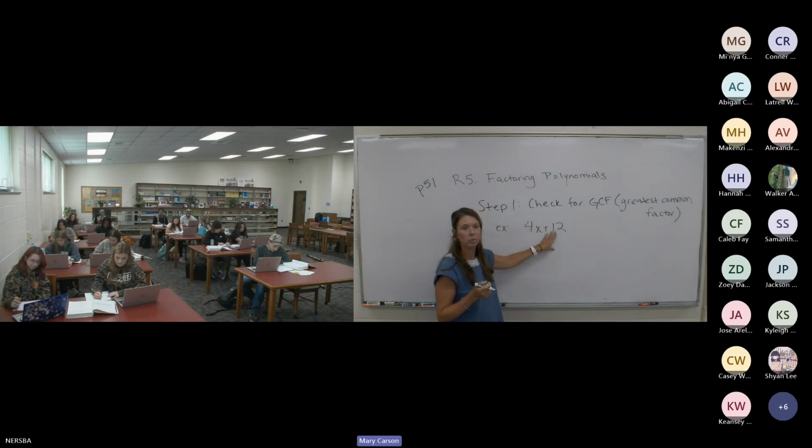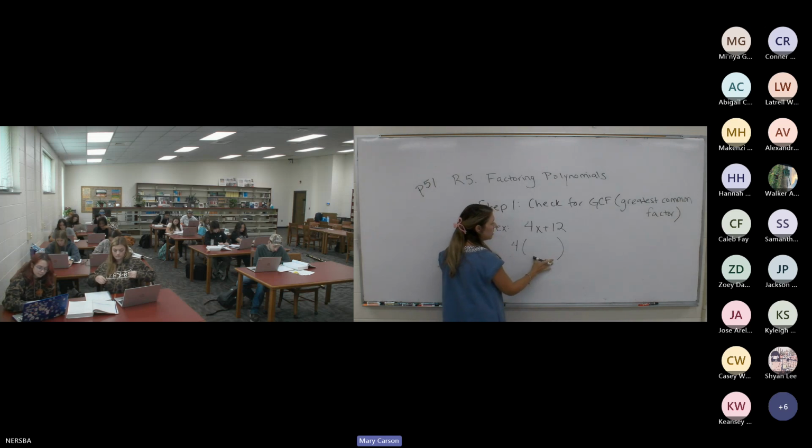What can go into both of these? That's what the greatest common factor is. 4, okay? So if I bring out a 4, what am I left with? You think about what goes inside. This is like the reverse distributive property.